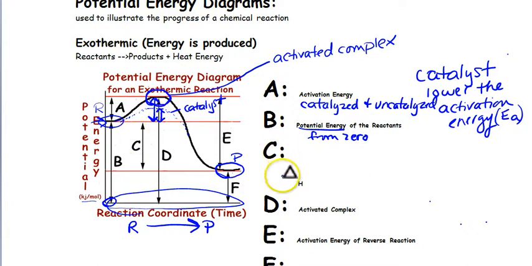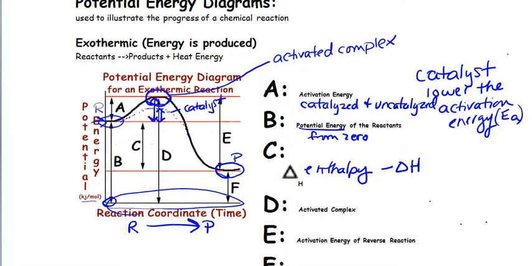C is showing you your delta H, so your enthalpy, the amount of energy that's either being absorbed or released. And so the delta H for this one would be negative delta H because it's exothermic.